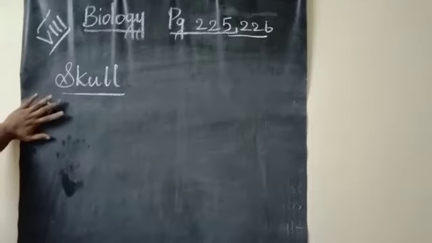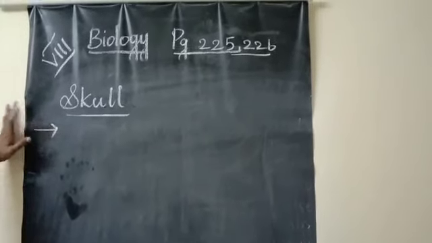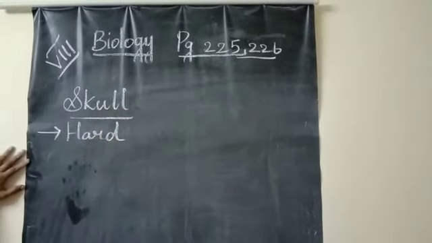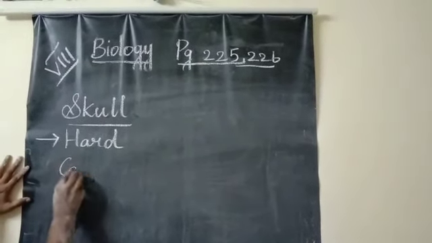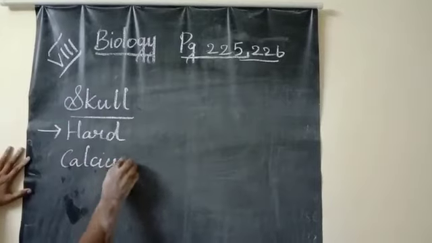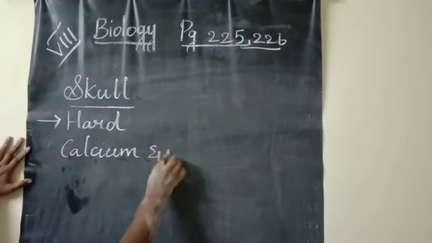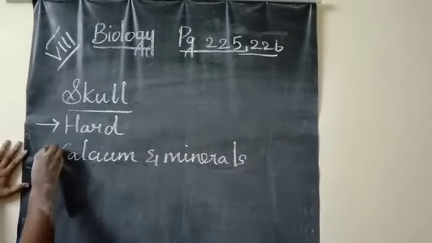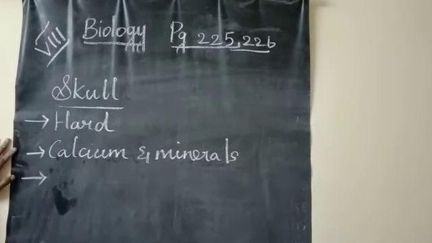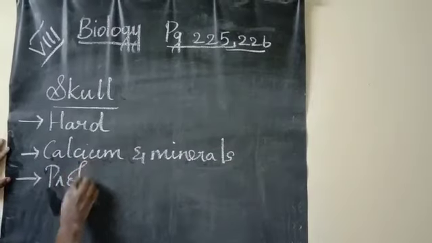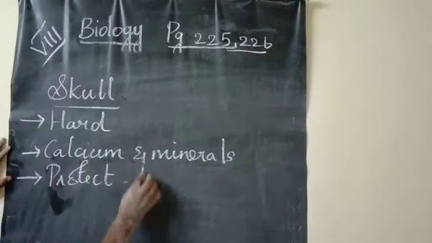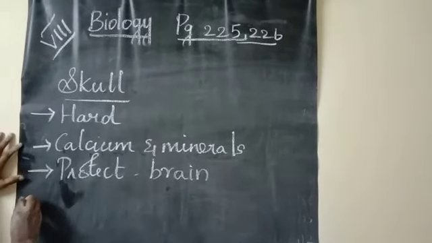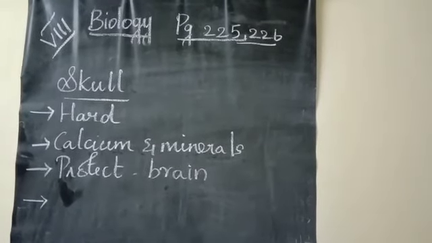Next, we are going to see about the skull. What do you know about the skull? This is the hardest portion in our body, and it is made up of calcium and minerals. Okay. What is the main function of the skull? It protects the internal organs like the brain, because it is a very delicate organ in our body. So it protects the brain.